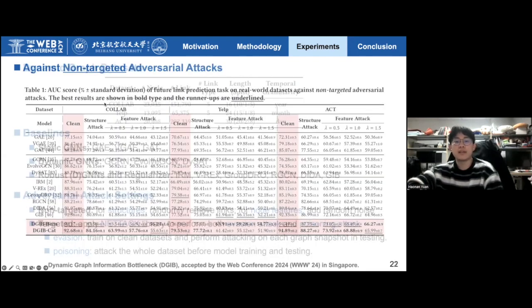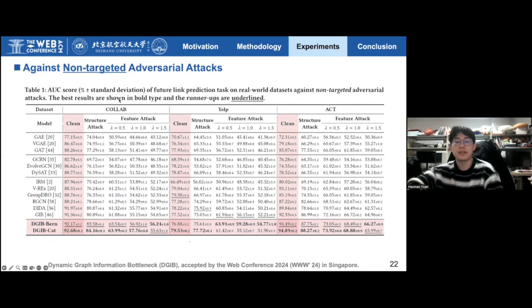First, we evaluate model performance on the future link prediction task, as well as the robustness against the non-targeted adversarial attacks in terms of the graph structures and node features. So specifically, we train baselines and our DGIB on the clean datasets, after which we perturb edges and features respectively on the testing split following the experimental settings. And the results are reported with the metric of the AUC score in 5 rounds and concluded in this table.